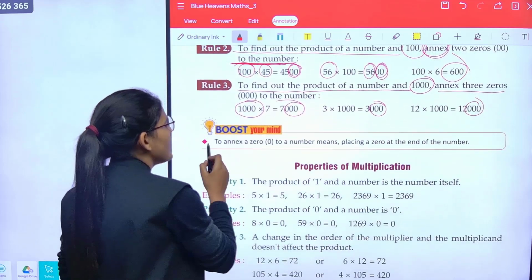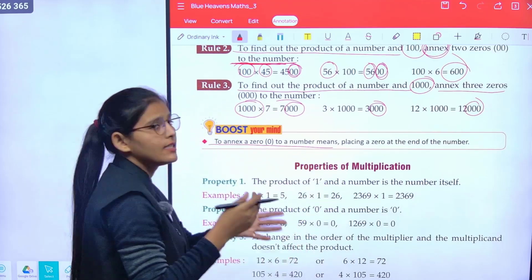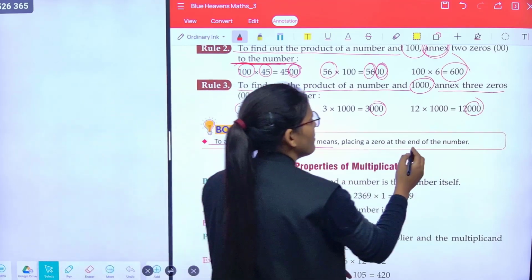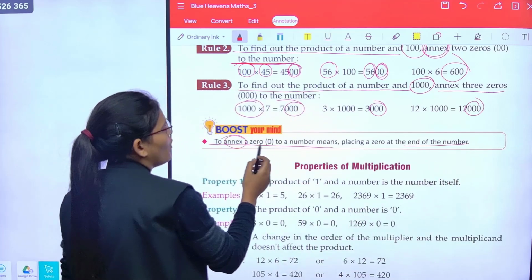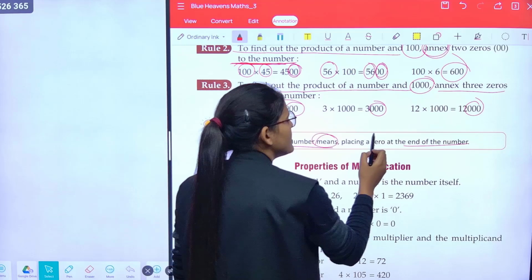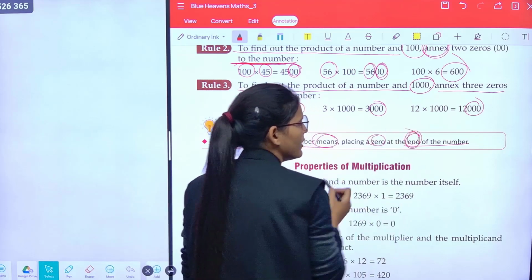See, to annex a 0 to a number means placing a 0 at the end of the number, at the back side of the number. Annex a 0 to a number means placing a 0 at the end of the number. Okay class?